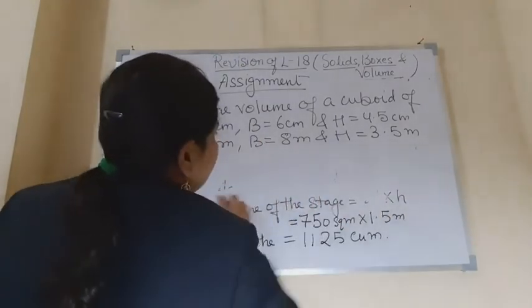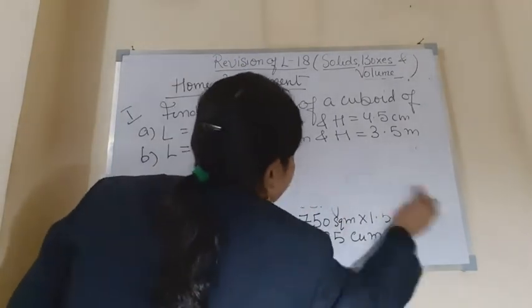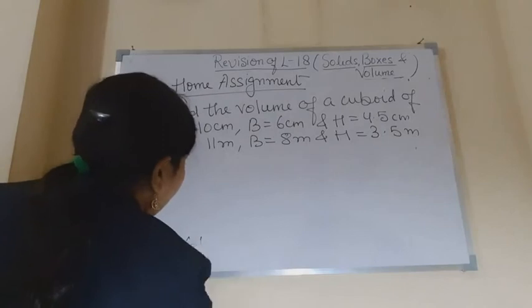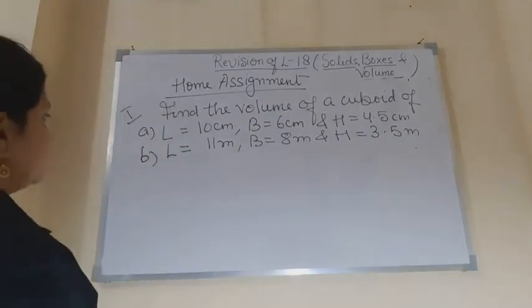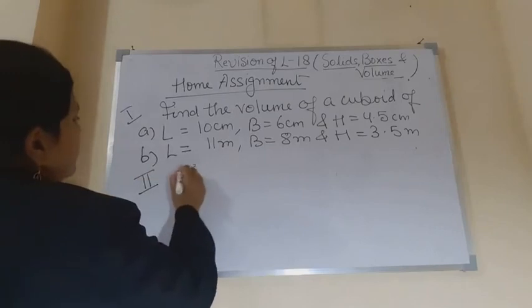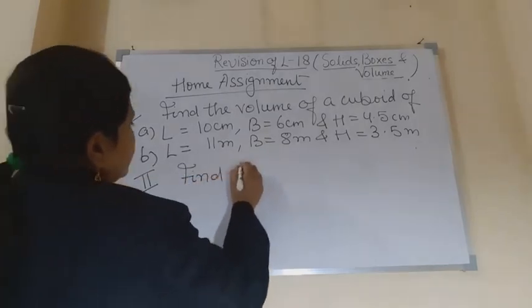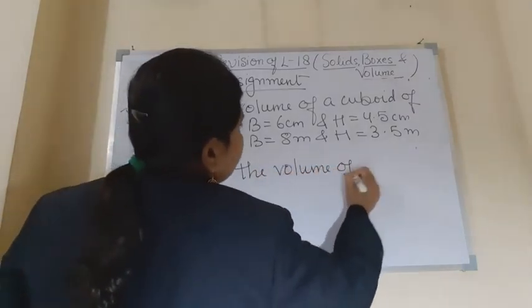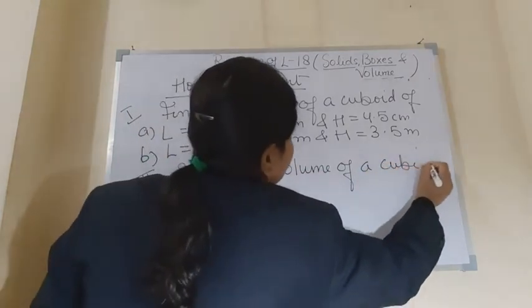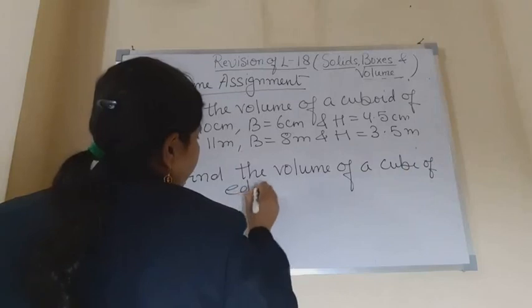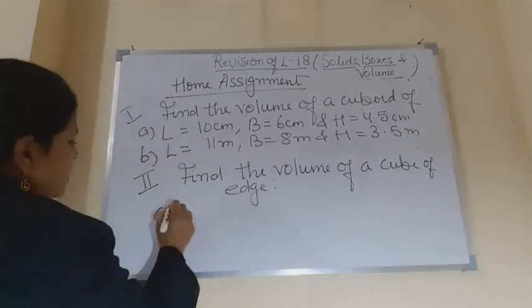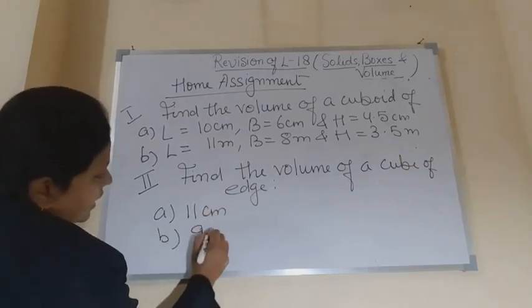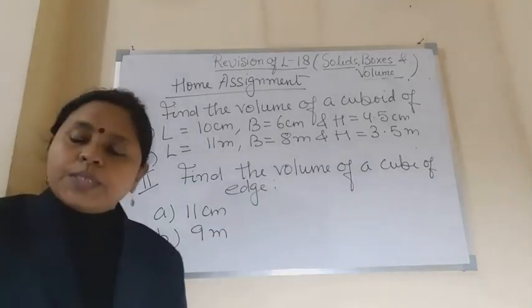The next question for your home assignment, question number 2: find the volume of a cube of edge, A part 11 centimeter and B part 9 meter. So this is your home assignment.